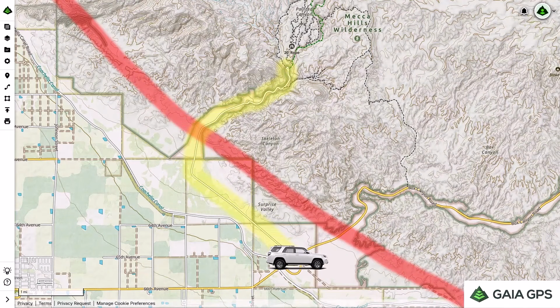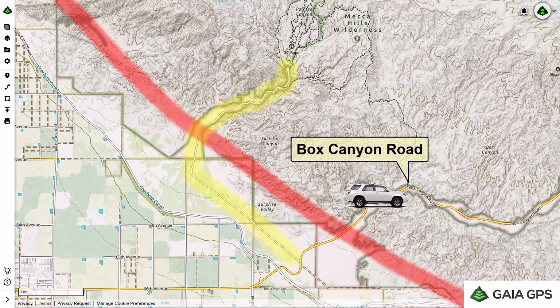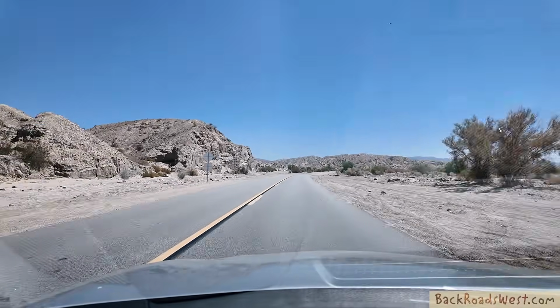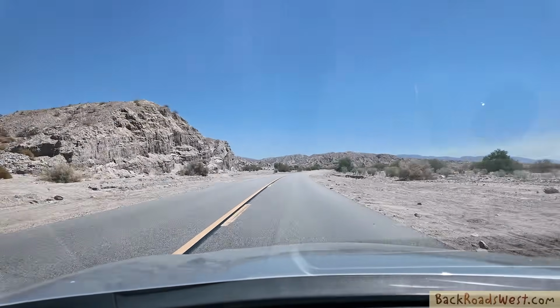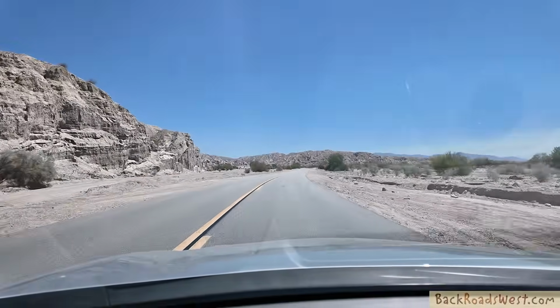But before heading west back towards Highway 111, you might want to take a short side trip up Box Canyon Road. This is a good alternative if you don't have a four-wheel drive vehicle, but still want to see the twisted geology.